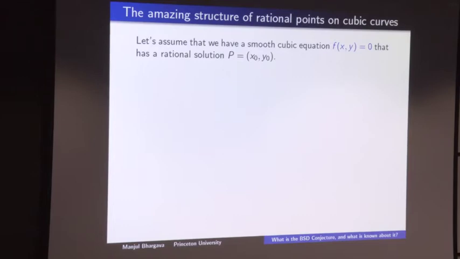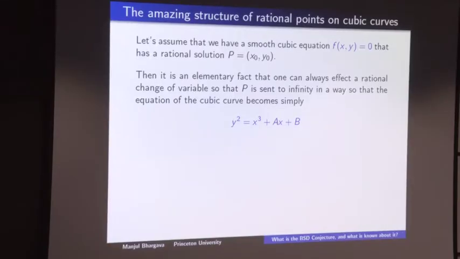So I want to tell you about that. Let's assume we have a smooth cubic equation. Smooth just means that when you graph it, it's smooth. It's continuous. So let's assume that we have a smooth cubic equation, f(x,y) = 0. f(x,y) is some cubic polynomial in x and y. And suppose we have a rational solution, that base rational solution that we've been talking about in the quadratic case. Call it (x0, y0). Then it's an elementary fact that one can do a change of variable in x and y to make that equation look like y squared equals x cubed plus ax plus b, where a and b are some rational numbers.